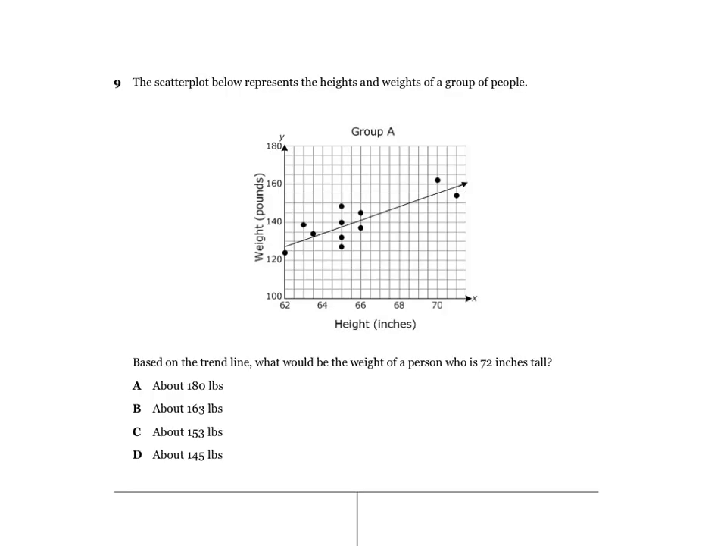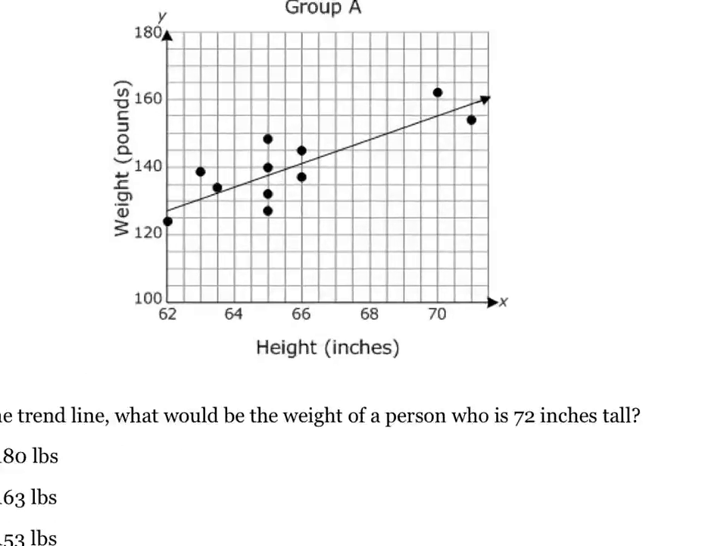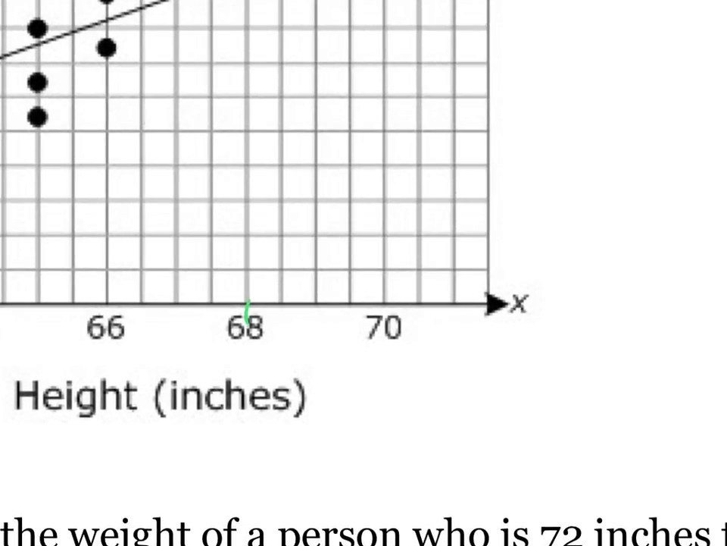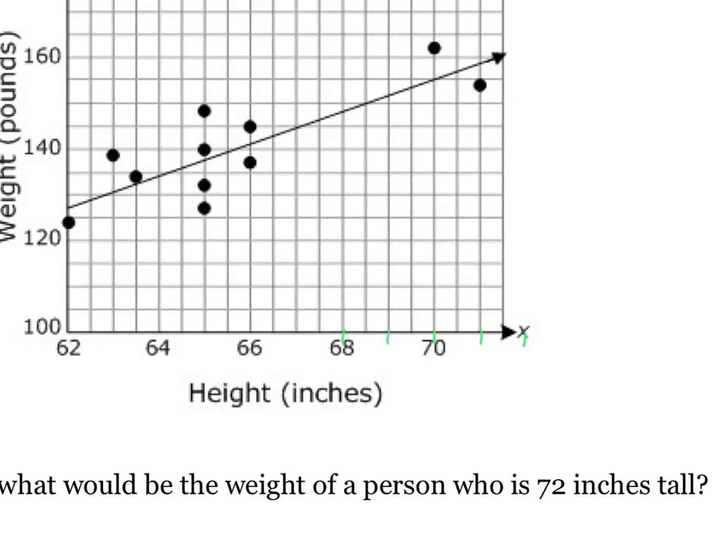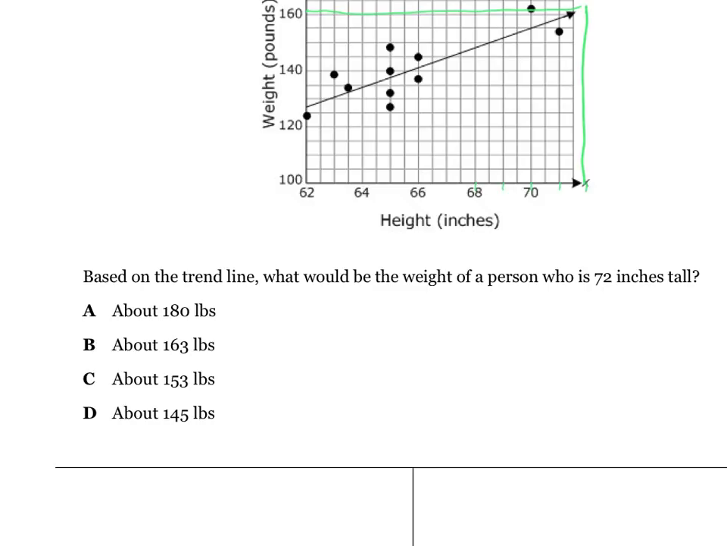So number 9, we're just doing a scatter plot. It says, based on the trend line, what would be the weight of a person who is 72 inches tall? So first I've got to figure out where 72 inches tall is. Well, between 68 and 70, my number in the middle is going to be 69. So 68, 69, 70. This will be 71 because I'm skipping every other one. So 72 would have to be right about here, a little bit off of our graph. So I have to follow this up and see about where that's going to be. It's going to be somewhere in there. So our answer has to be pretty close to, looks like 160 or a little bit above 160. Well, the only answer choice that matches around 160 is B at 163.